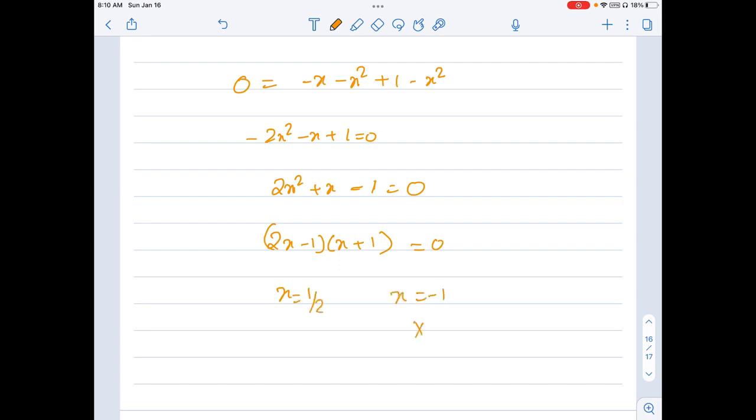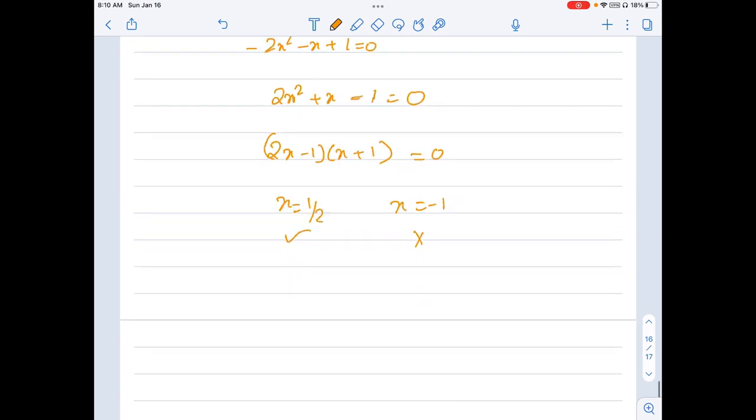But x is positive because P is on the positive x-axis. Therefore, the final answer is x is equal to 1 upon 2. That's going to be the answer.